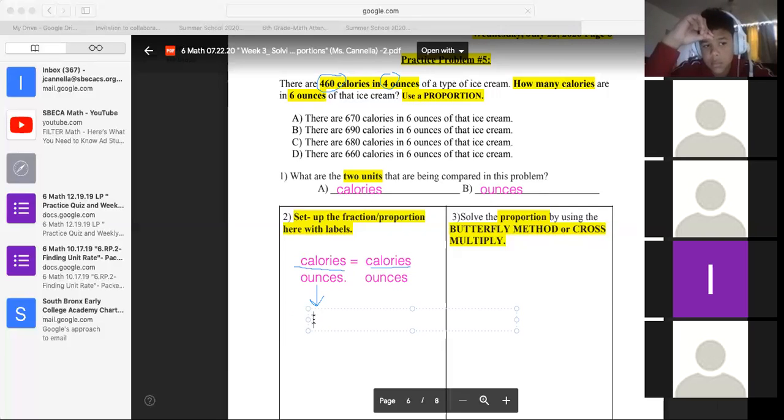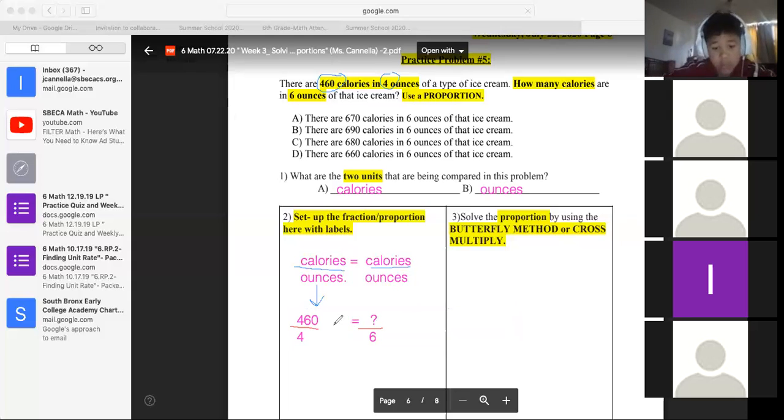So this would be 460 over 4. And then I'm just going to put the division sign. Equals how many calories in 6 ounces? Question mark. Over 6. And now I'm going to come back and do another thing on here. I'm going to make a line, so it looks like this. That looks neater. Now I'm going to cross multiply.